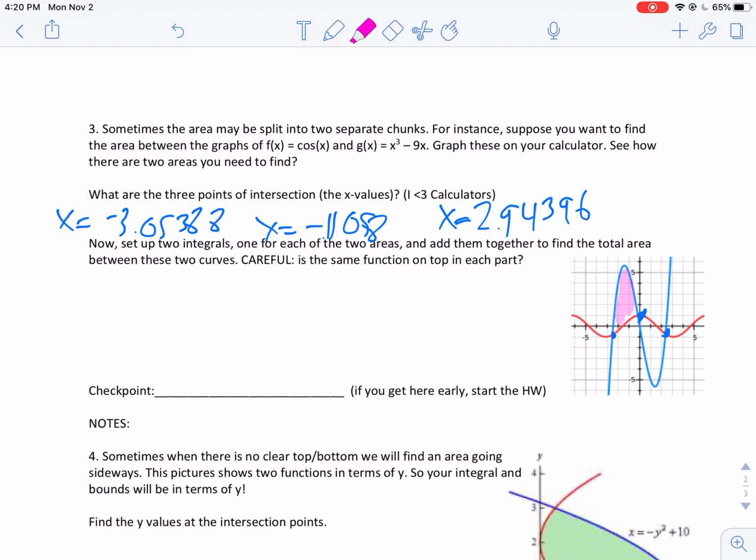So you have to do 2 different integrals because we have 2 different areas, right? We have one area here where the blue curve is on top and one area here where the red curve is on top. So I need to split that up because I have a different function on top, which becomes the bottom function on the next one.